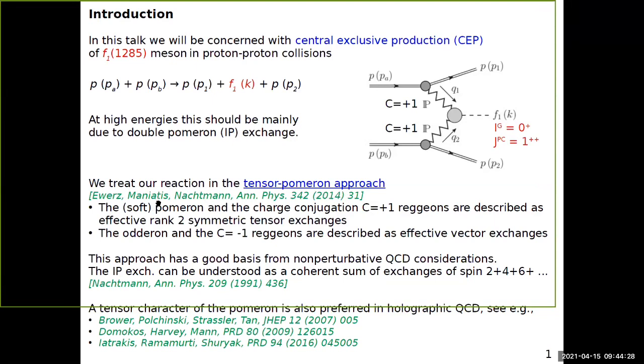And this approach has a good theoretical basis from non-perturbative QCD considerations using functional integral techniques. In the tensor Pomeron model, we describe the soft Pomeron as an effective rank 2 symmetric tensor exchange. I should say that the tensor character of the Pomeron is also preferred in holographic QCD, and here are some relevant references.